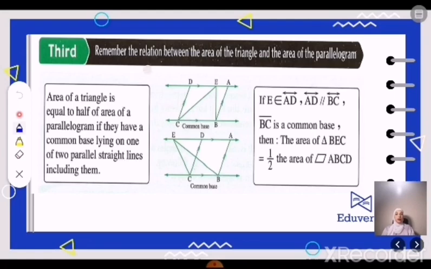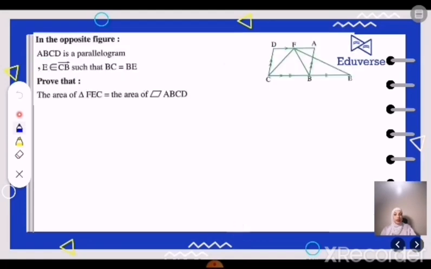Then you have to remember the relation between the triangle and the parallelogram if they have a common base between two parallel lines. As I told you, now you have to know that the area of the triangle equals half the area of the parallelogram if they have a common base and between two parallel straight lines. Let's study an example about this.